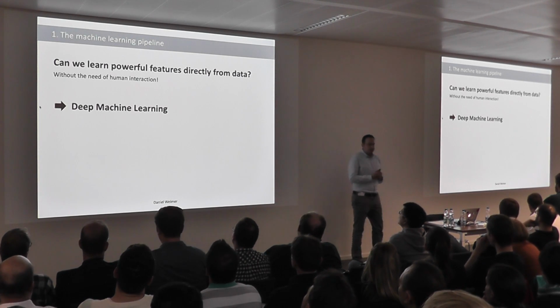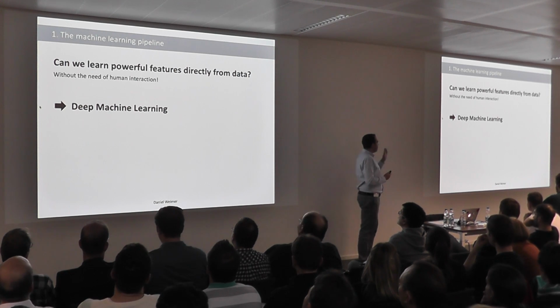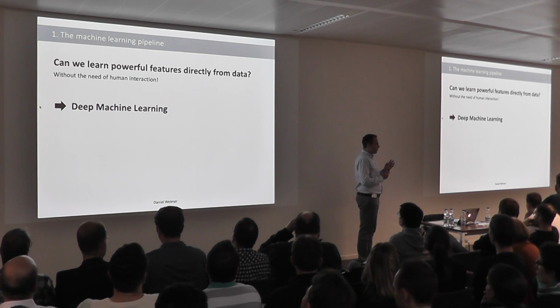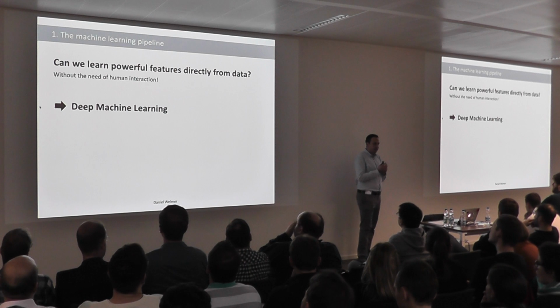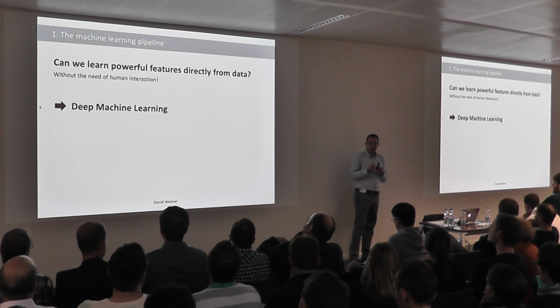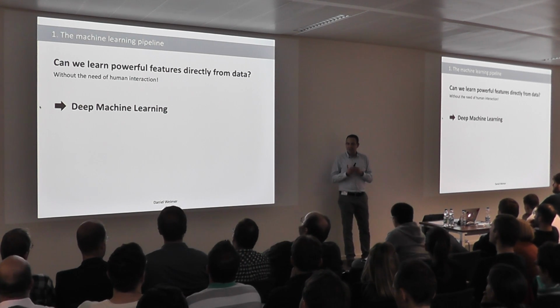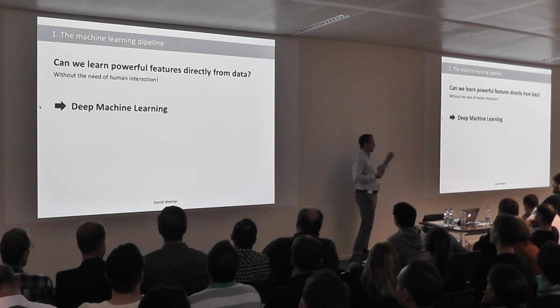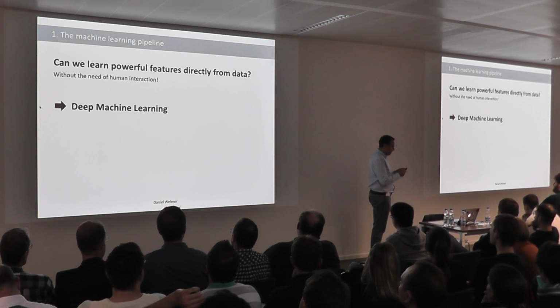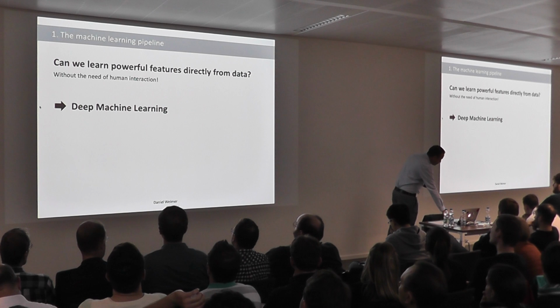So the basic question of deep learning is, can we learn powerful features directly from data without the need of human interaction, without the need of a process expert who describes features manually? And the answer is yes, we can. We can use deep learning.